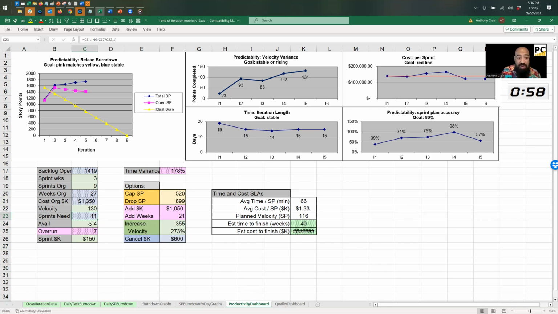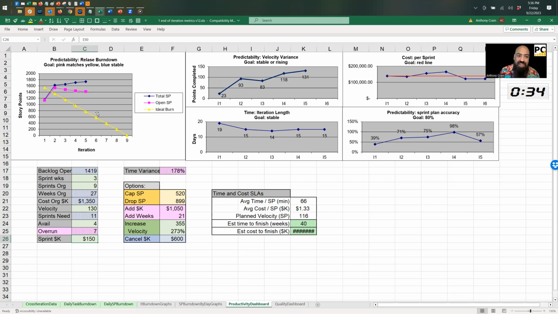And it says, by the way, you only have 4 sprints left because you've used up 5 and there were 9 altogether. So your overrun is 7 sprints. You're going to be 7 sprints late on the 9-sprint plan. And your cost per sprint here is 150K a sprint, right? So you type it in, and that's how we find out the original cost. All right, so this is just the current state data.